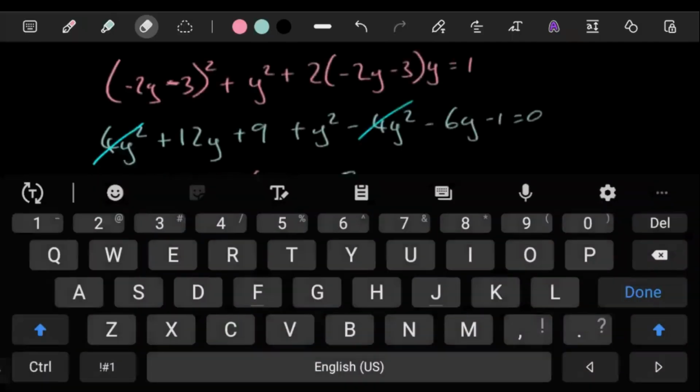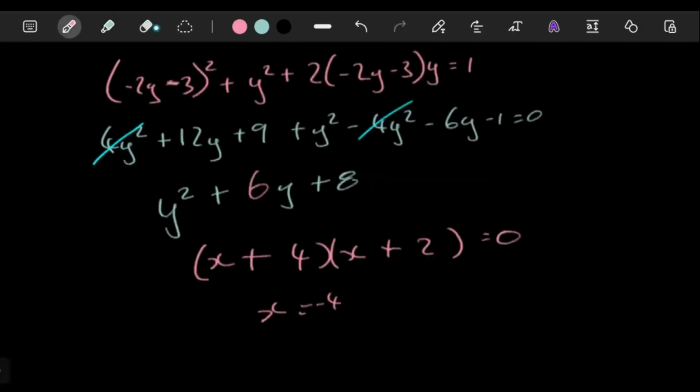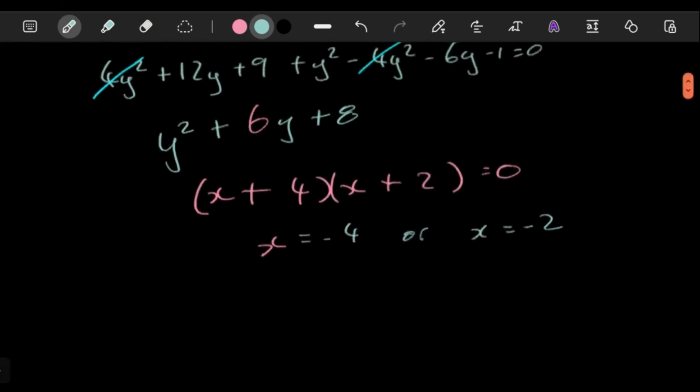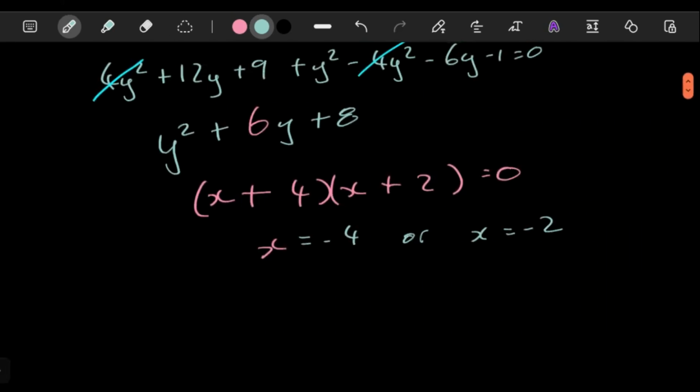And the other one, what about the other one? The other one is x equal to negative 2. Since you have your x's, right? Wait, but it doesn't look right. Why does it not look right? It just doesn't. Because negative plus, yeah, it does look fine. 4 and 2, yeah, 4 and 2.